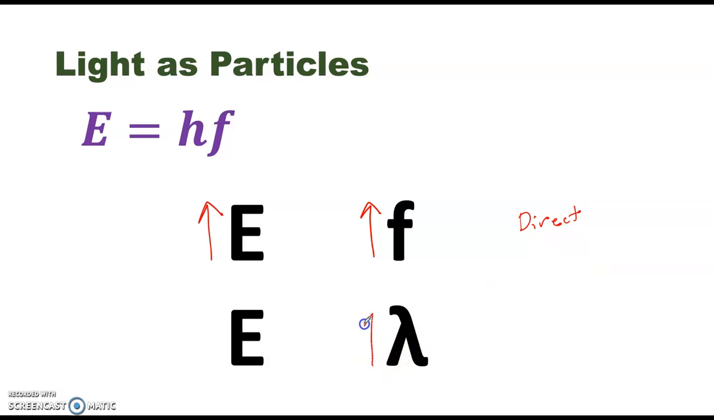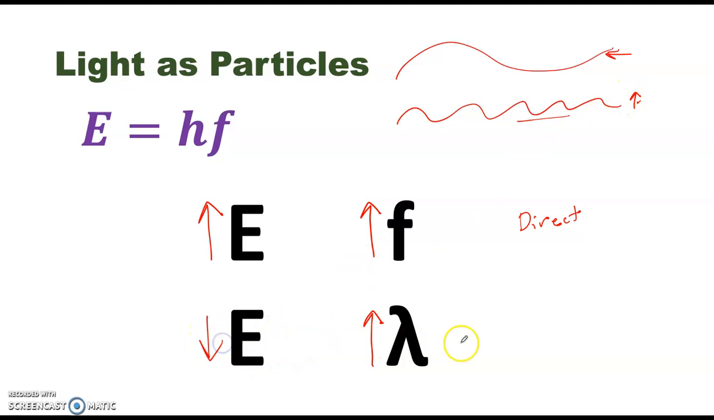Now if wavelength goes up, we know that as waves get longer, their frequency goes down. So if this one has a higher frequency, so this has a shorter wavelength, higher frequency, higher energy. This one has a longer wavelength, which means it has a lower frequency, which would mean it has lower energy. So there's an inverse relationship here. Longer wavelengths have lower frequency, which means they have lower energy.